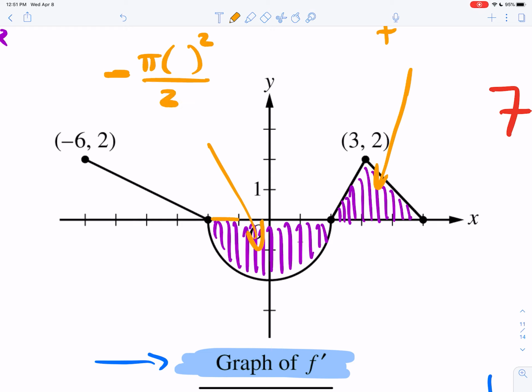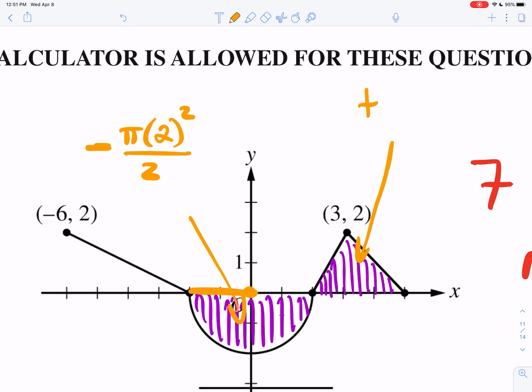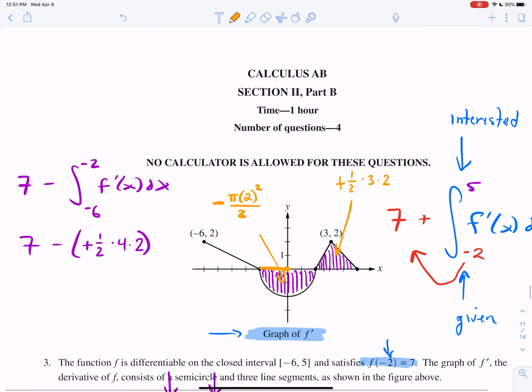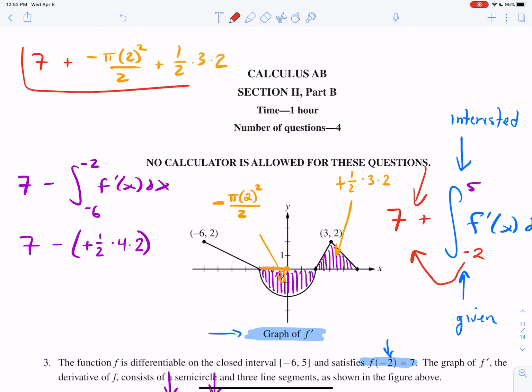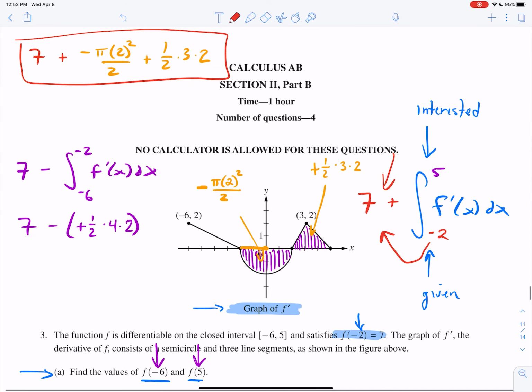The radius is 2. Okay. The area of this triangle here is 1/2 times the base, which looks like it's 3, and the height looks like it's 2. So basically you could just write negative pi times 2 squared over 2, plus 1/2 times 3 times 2. Plus, don't forget what you started with, that's 7, plus. I would just leave it there, okay? Even though you could clean it up a little bit. But that's pretty much it for part A.